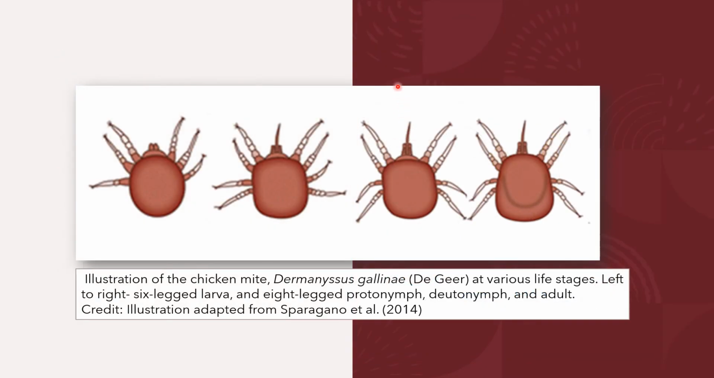This diagram shows the illustration of the chicken mite, Dermanyssus gallinae, at various life stages. From left to right, we have here the six-legged larva. We also have here the eight-legged protonymph, the deutonymph, and the adult. Again, this type of developmental stages is considered to be an incomplete type of metamorphosis.